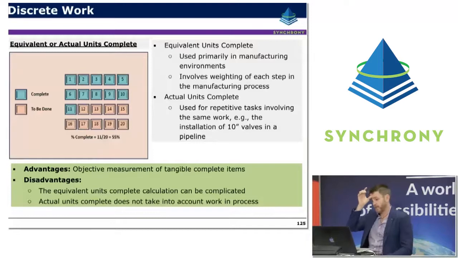And last but not least, we have a very simplistic representation here of equivalent or actual units. So this is often described as equivalent units complete. It's often used in manufacturing environments, but it's also used in construction environments, particularly where there's a repeatable process that's happening. It basically involves applying a weighting to each step in a process, or in a construction environment, it might be assigning equal weightings per particular units of achievement.